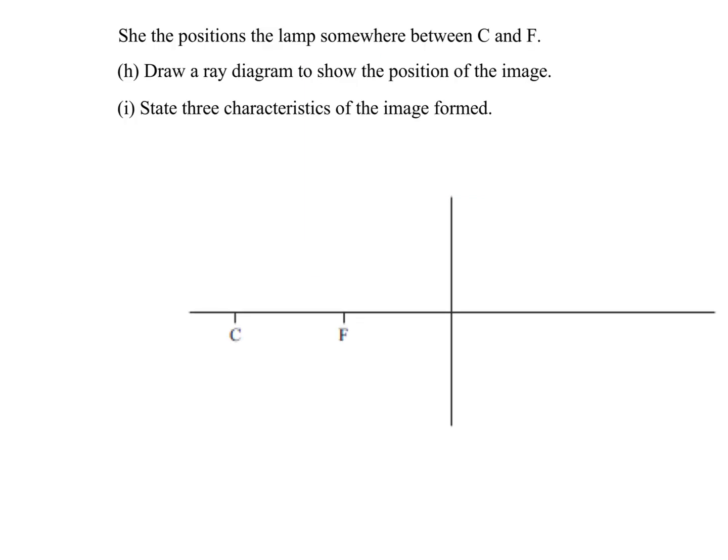She then positions the lamp somewhere between C and F. C is the center of curvature and F is the focal point, and you're required to draw a ray diagram to show the position of the image. So let's include the notation for a concave mirror, and this will be the real side and this will be the virtual side. And now let's include our lamp in our diagram.